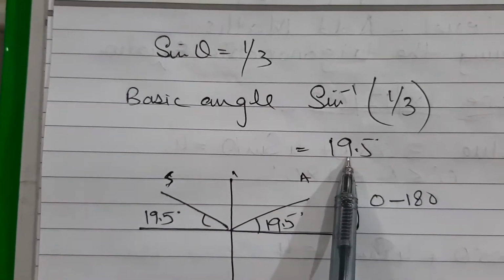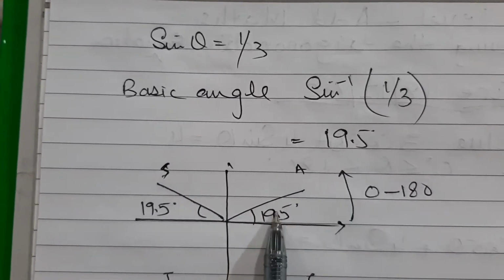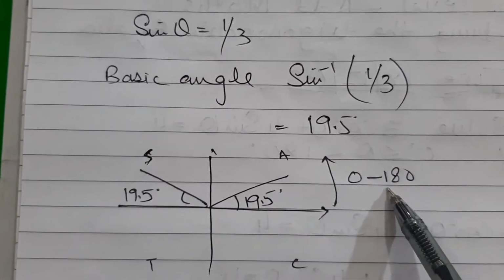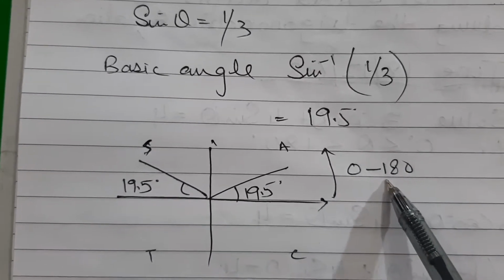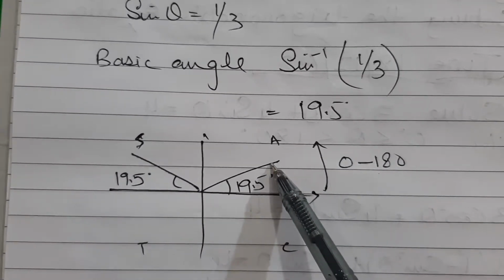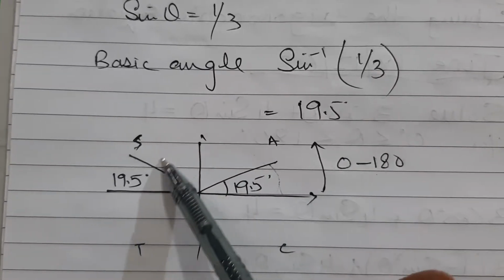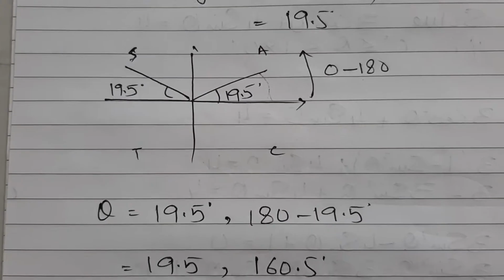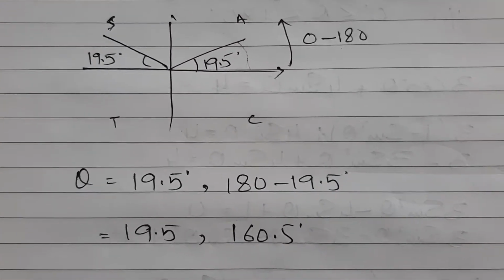Okay, so the basic angle was coming 19.5, which is in the first and second quadrant, and I have to rotate only from 0 to 180 degrees according to the question. So one answer will be 19.5 and the other answer will be 180 minus 19.5. So these are my two answers.